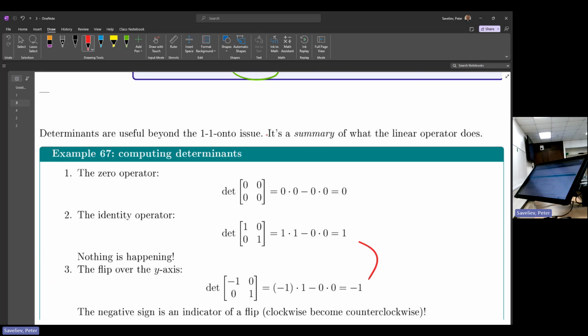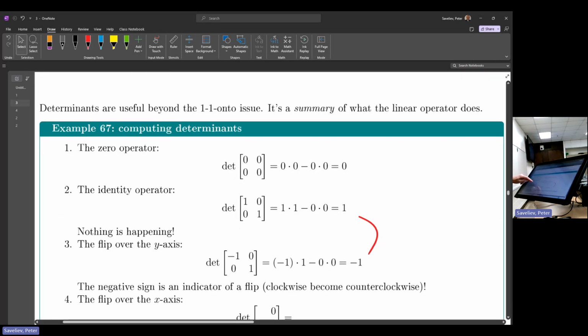And so as you can see, it catches whether it is one-to-one or onto, but also some other things that are not really related, such as +1 versus -1. That's the difference. Is there a flip? There may be many things happening, but is there among those things a flip? In this case, it is a flip, so it is -1.